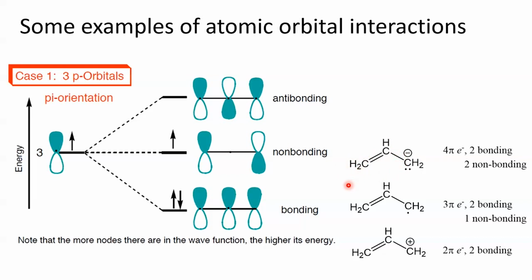You could keep going if you wanted. You could keep adding more electrons, and then we're going to start adding them into the anti-bonding orbitals. So that would actually start to weaken the pi bond, and it would disappear.